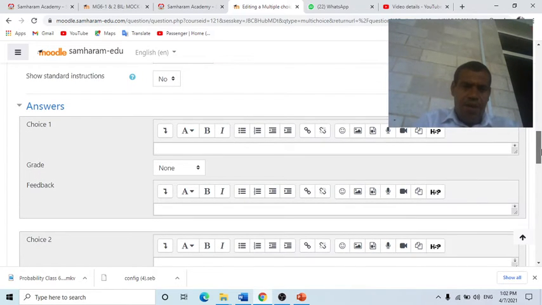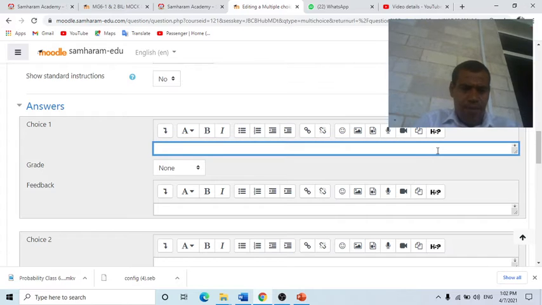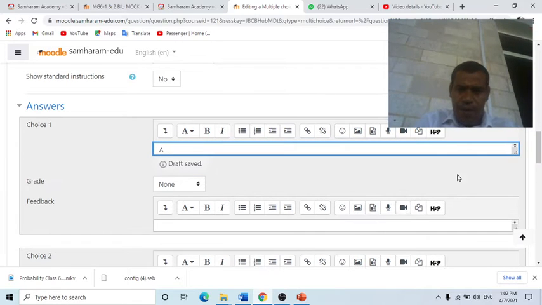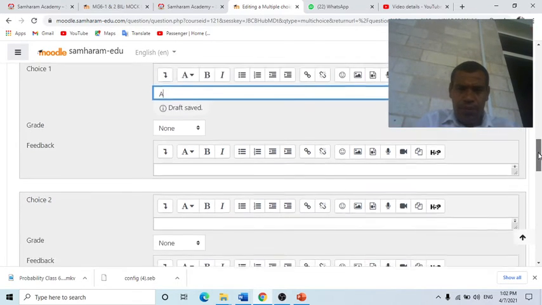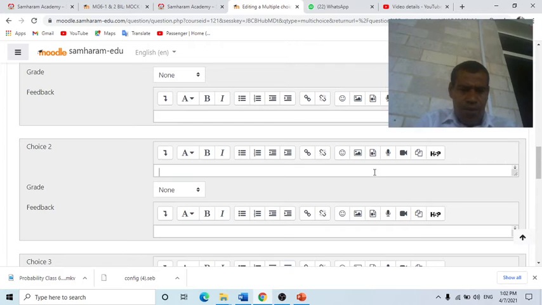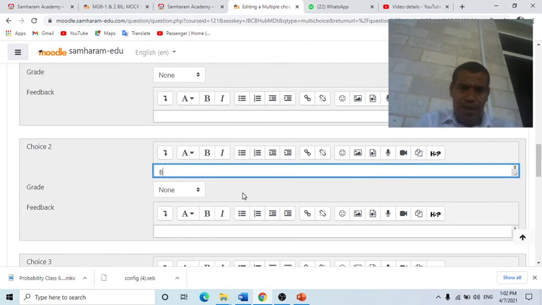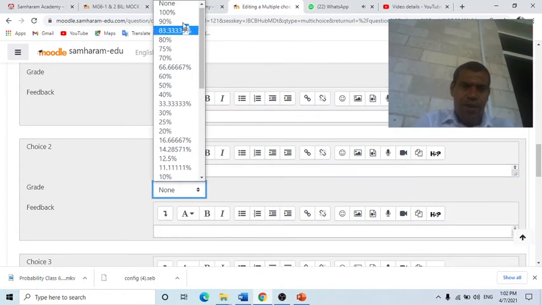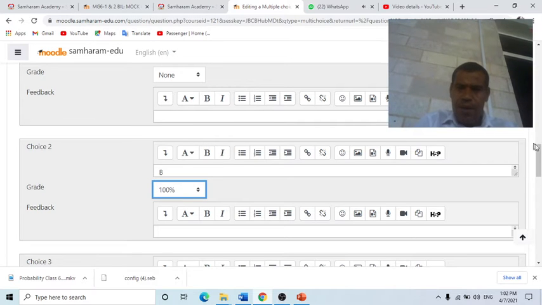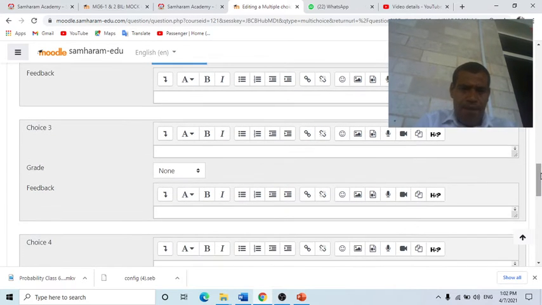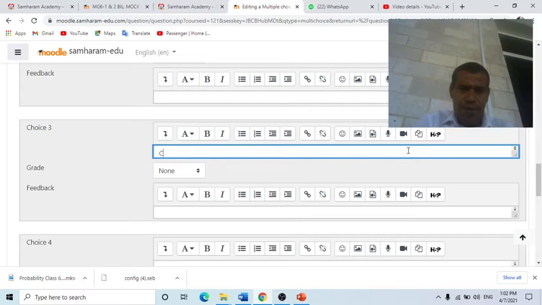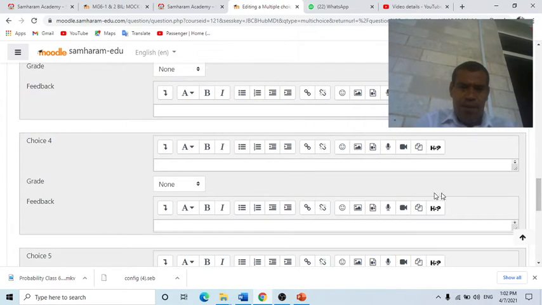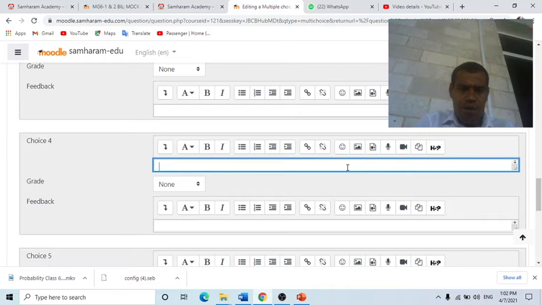Then, okay, so A is false. Move to B. B is true. Give 100%. Then C is false. D is false. Clear? D is false, the fourth option.